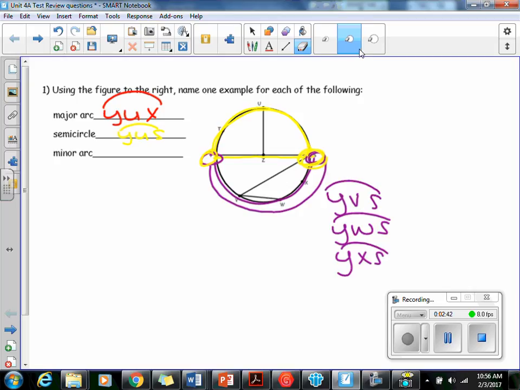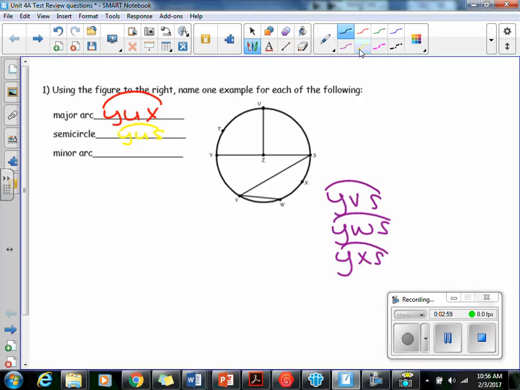All right, the last thing to talk about on this one is a minor arc. Well, minor usually means something small. In a circle, a minor arc is an arc that measures less than 180 degrees. So it's going to be one of the small arcs. There are several minor arcs here that you could choose from. Arc YT. YT is a minor arc.